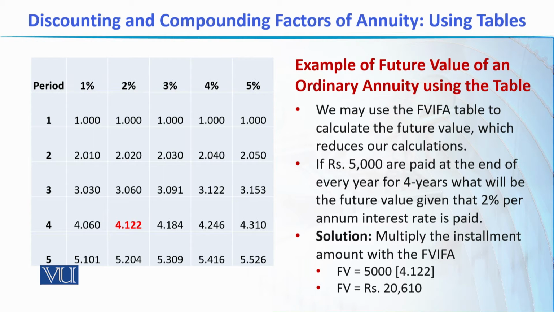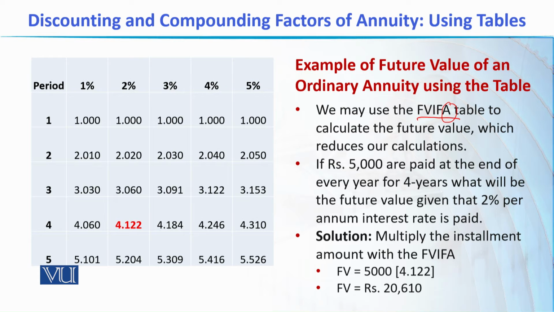We may use the future value interest factor of an annuity table to calculate the future value, which reduces our calculation. Here it is important to mention that while using the tables, students are advised to have a look at the table. For example, this is the annuity future value table. If A is not here, then the future value interest factor table is only for a single amount.